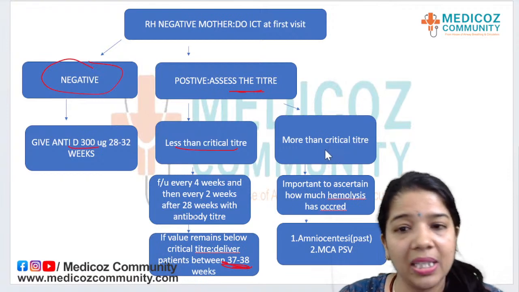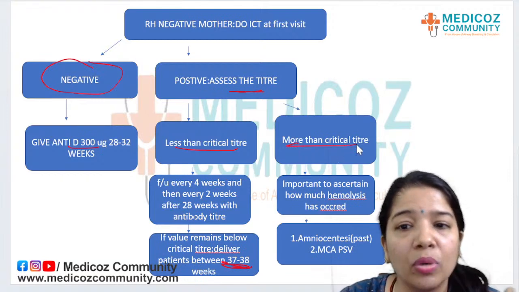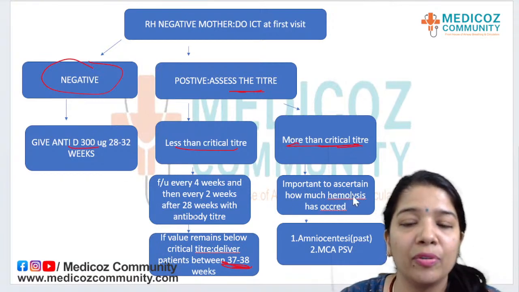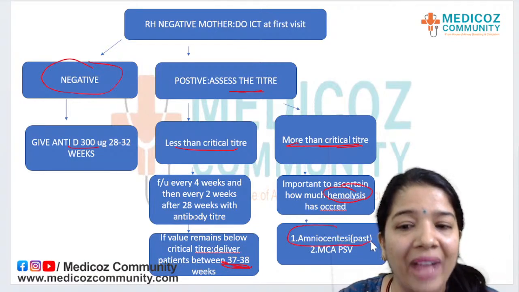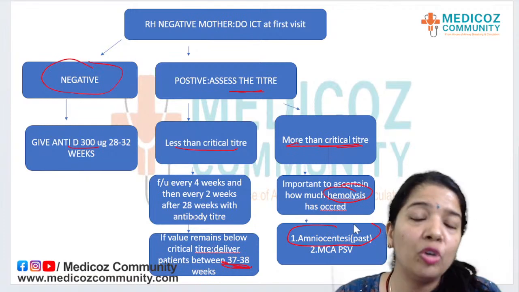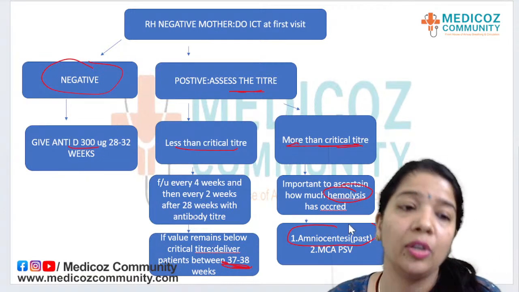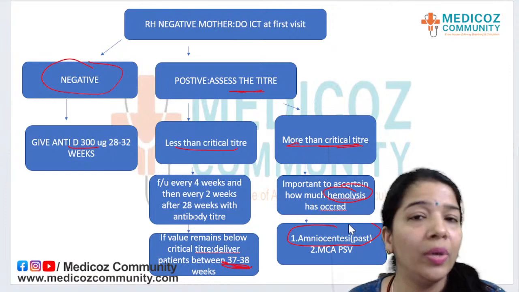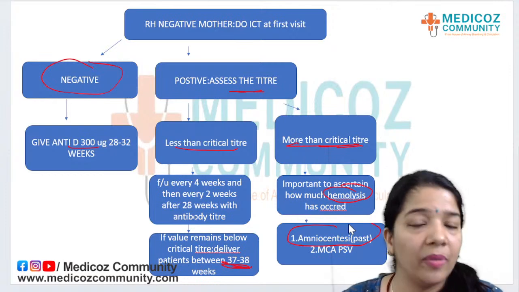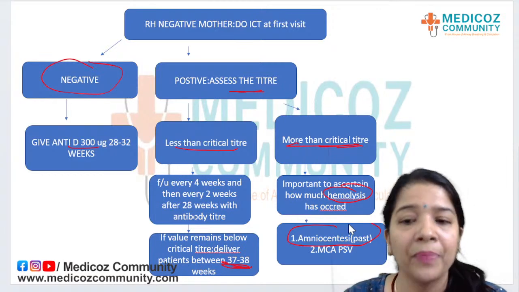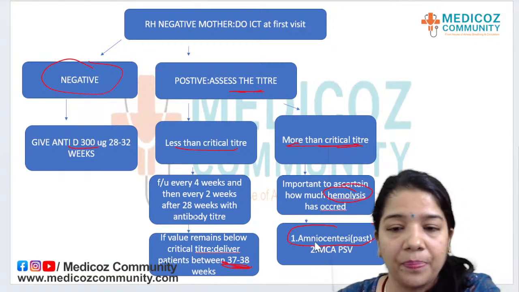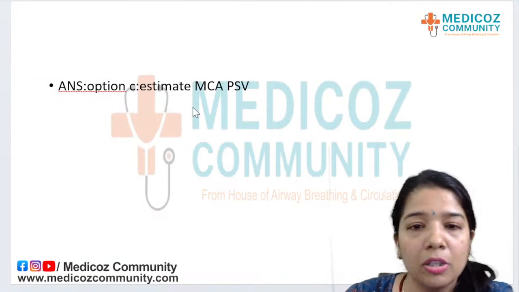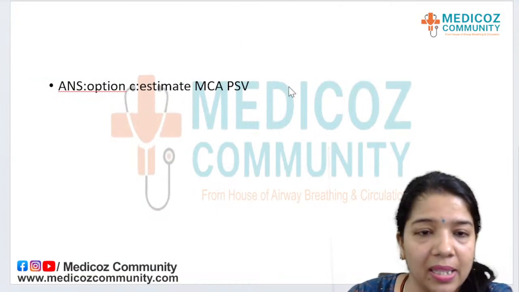Now suppose the value of the antibody is more than the critical titer. In this case we have to see how much hemolysis is happening to the baby. It was done in the past with the help of amniocentesis, in which the bilirubin was also released into the amniotic fluid, and we would measure that bilirubin in the amniotic fluid. But it's an invasive procedure. We don't do it now. We now do MCA PSV. So the option will be to estimate the MCA PSV.